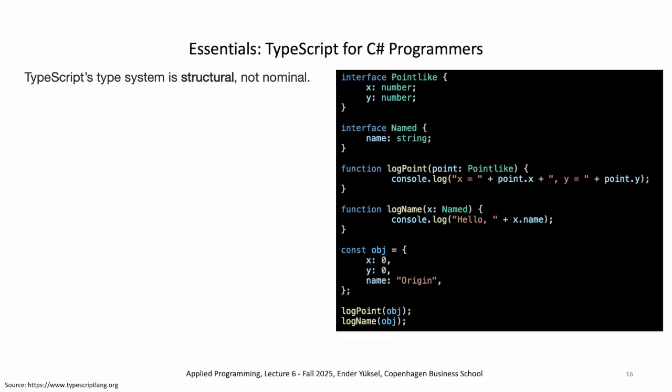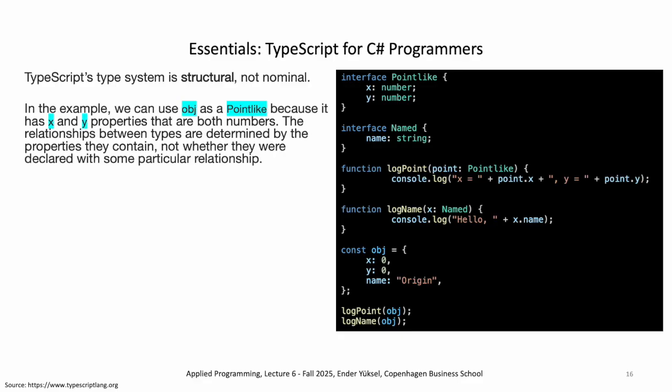Obj also has name as string, which matches the named interface. Therefore, it can be used in the LogName function. This is TypeScript structural typing. In other words, TypeScript cares about structure, not explicit type declarations.